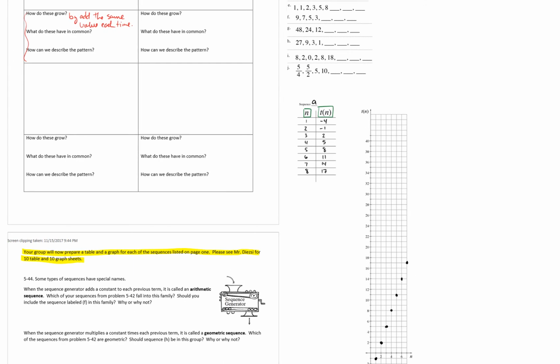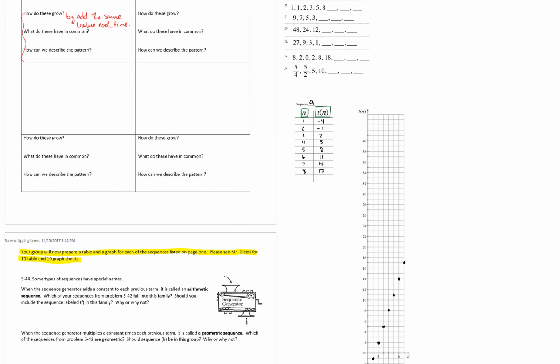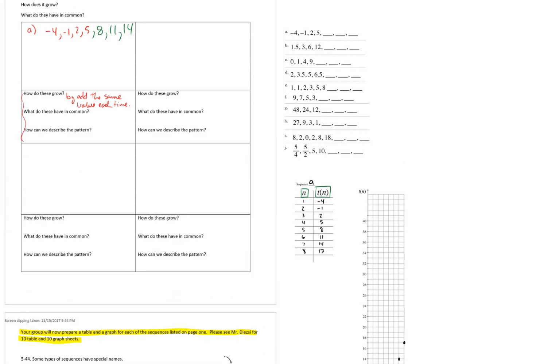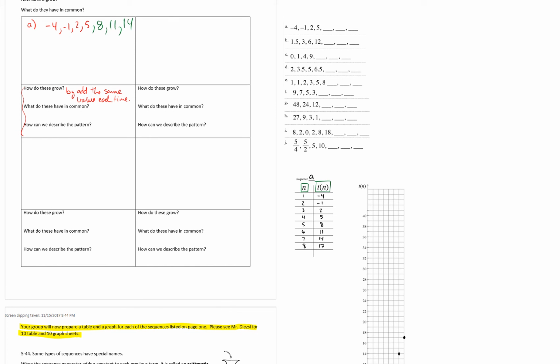So go ahead and do that for each of the sequences and make sure that you have a complete set in your table group for all of them. Then also make sure that you sort them into groups. We're looking at similarities and differences between these.